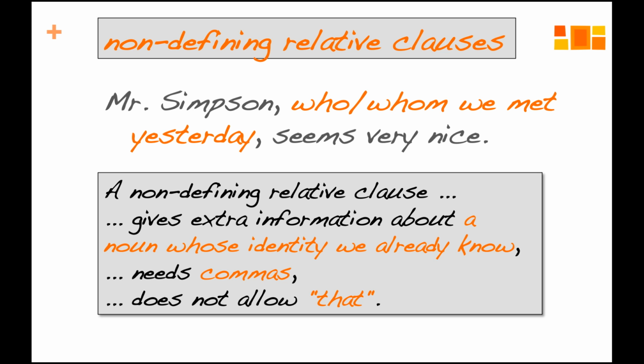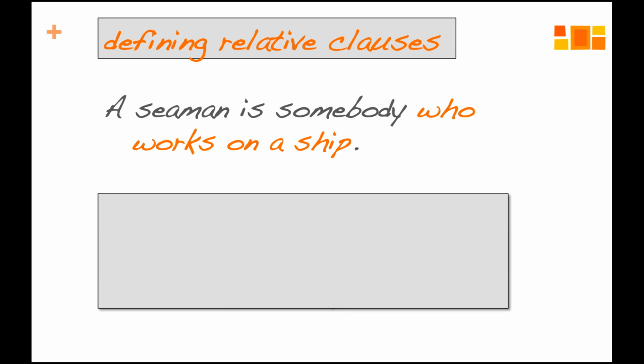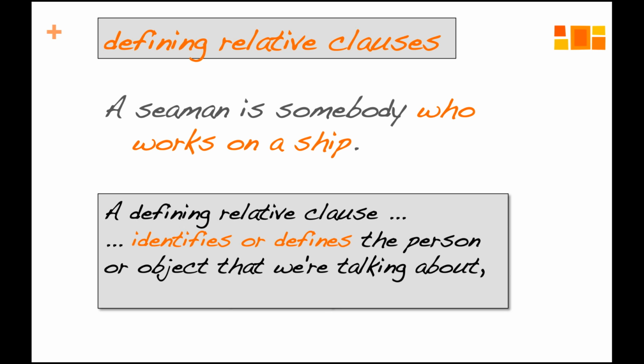So much for the non-defining relative clause, and we continue with the defining relative clauses. We've had so many of them throughout that whole series of videos that we can start with the definition right away. A defining relative clause identifies or defines the person or object, or maybe the animal, that we're talking about.